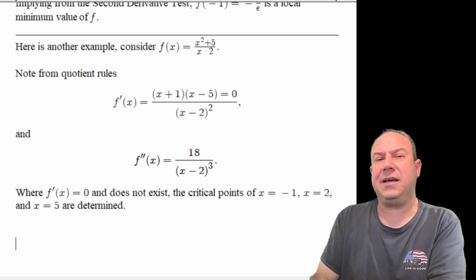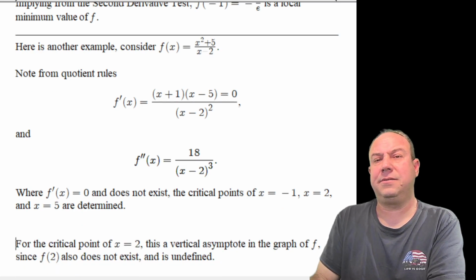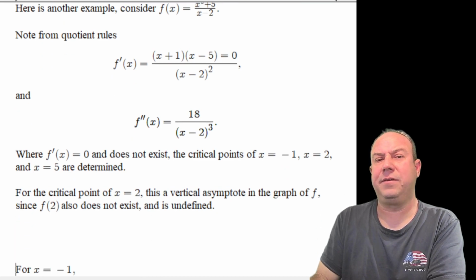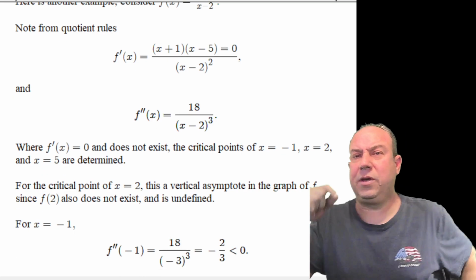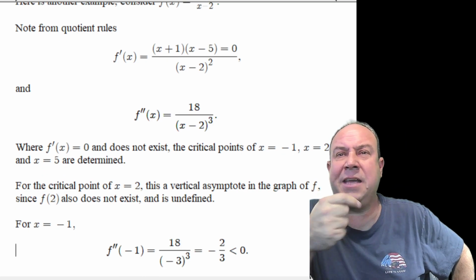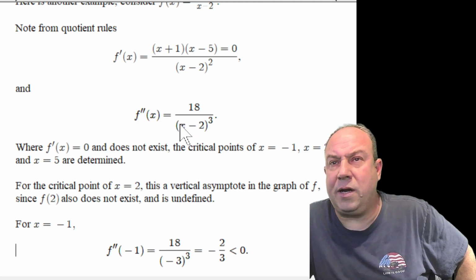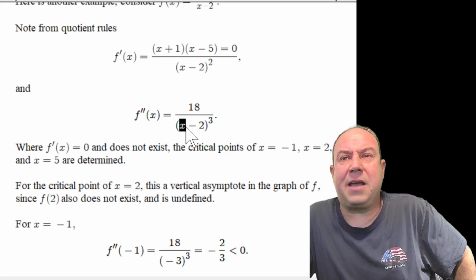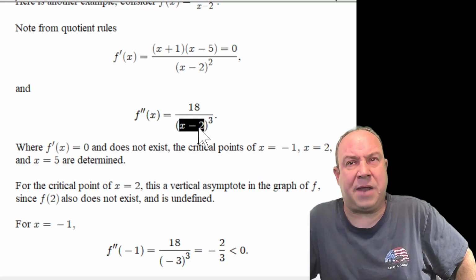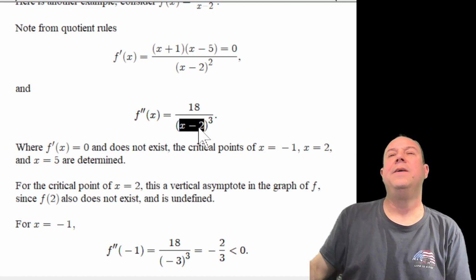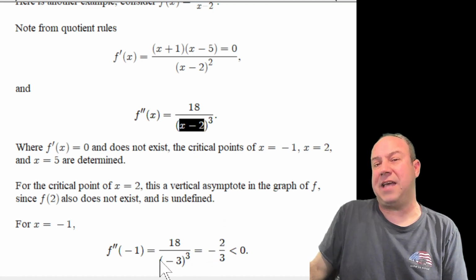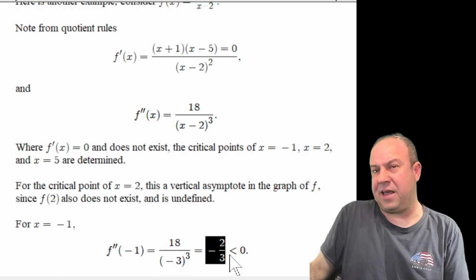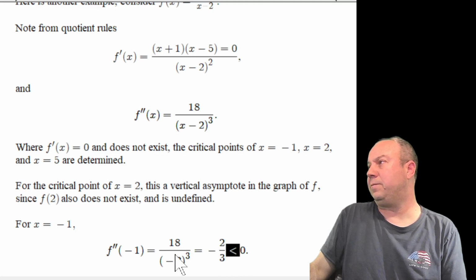Now at 2, again, we know there's a vertical asymptote. But we can analyze the behavior of our function at -1 and 5. What we can do is see what f double prime gives us at -1. If I substitute -1 into f double prime, this denominator will become -3 when we subtract 2. Cubed will become -27. And 18 over -27 will simplify to -2/3, which is less than 0.